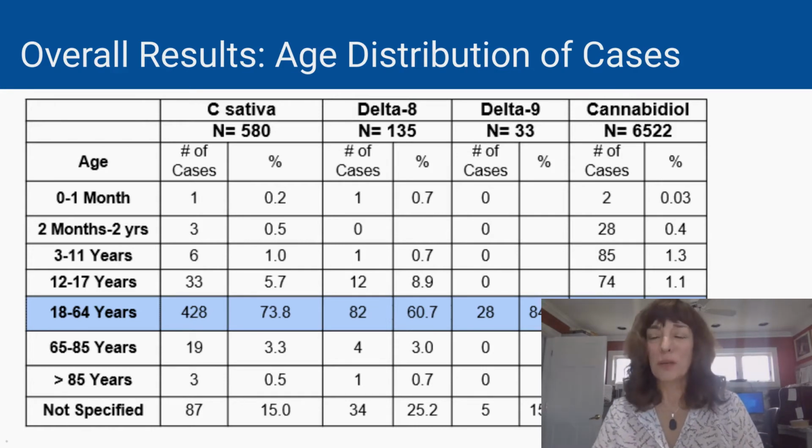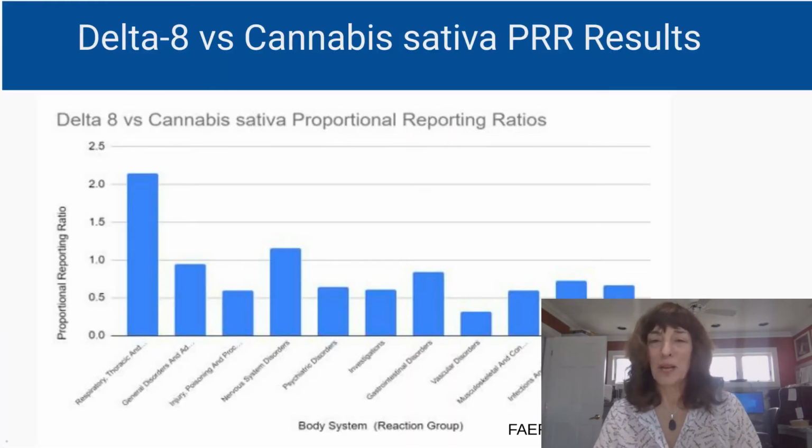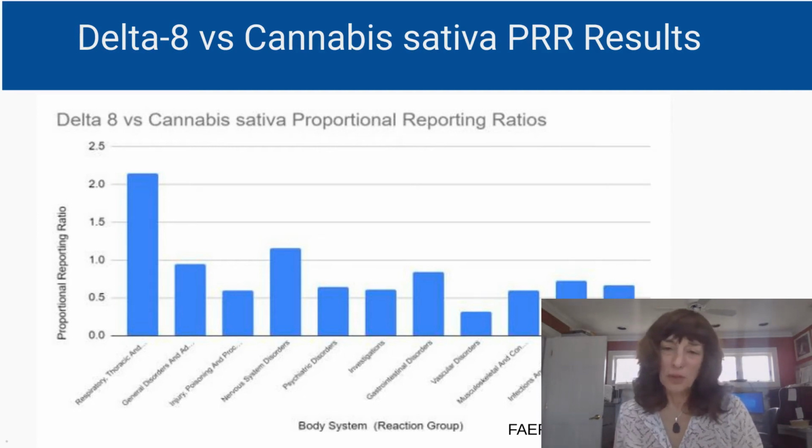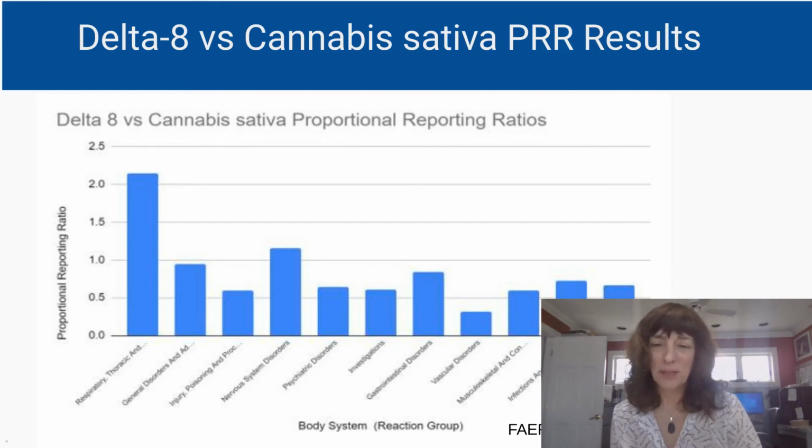So these are the proportional reporting rates for delta-8 versus cannabis sativa. And what you'll see is there's a 2, it's actually greater than a 2 for the respiratory thoracic body system, where these are all the body systems, or we call them system organ class, that the adverse event would fall into. So anything greater than 2 indicates a potential signal.